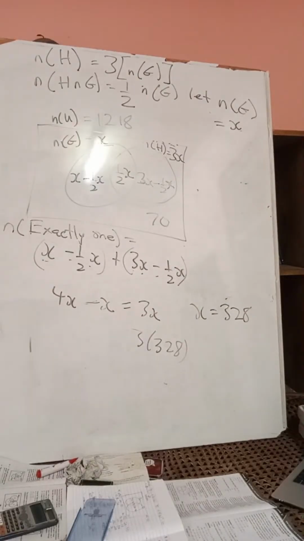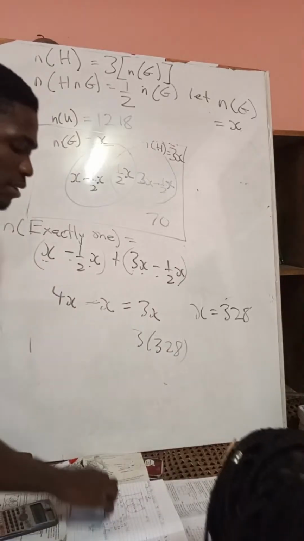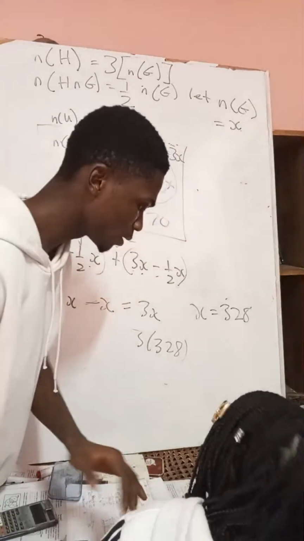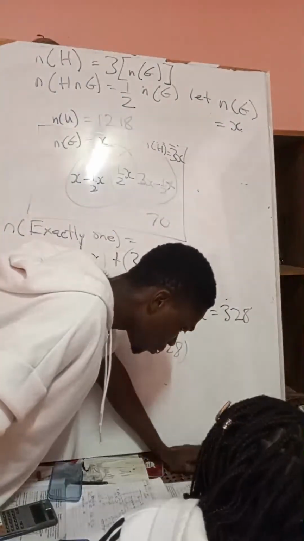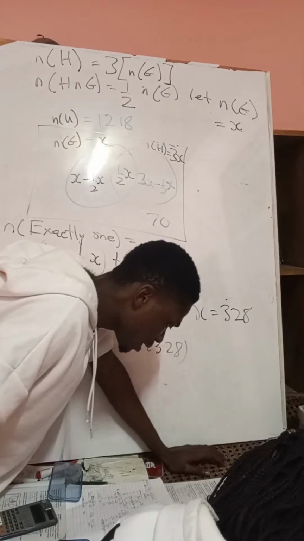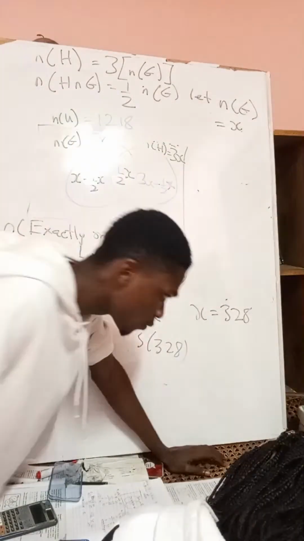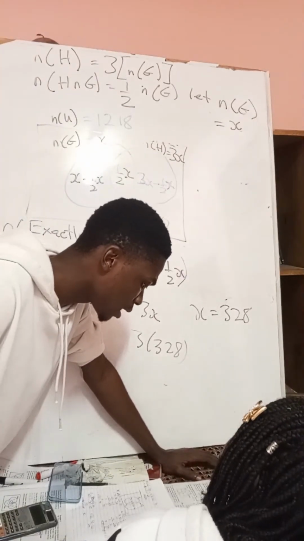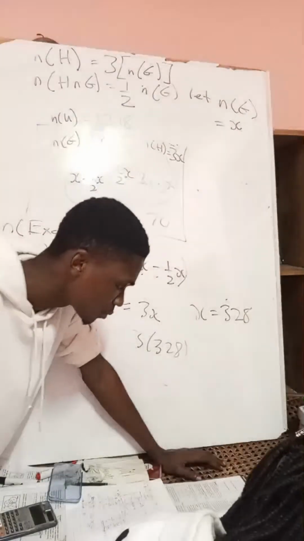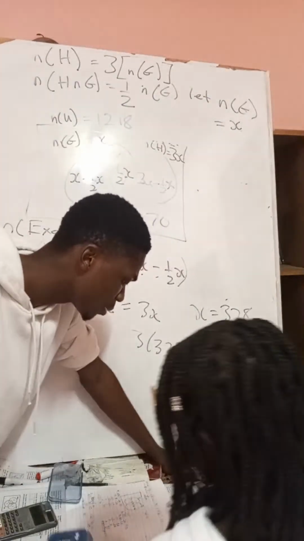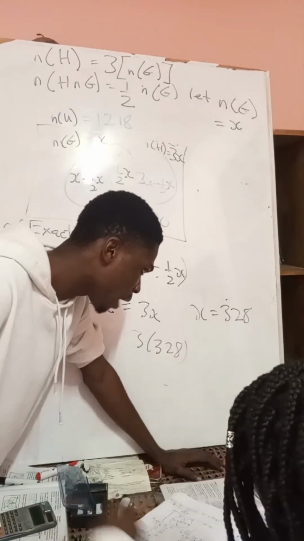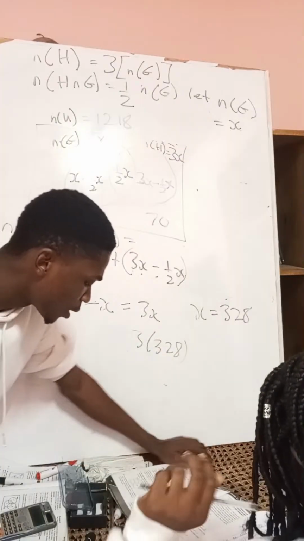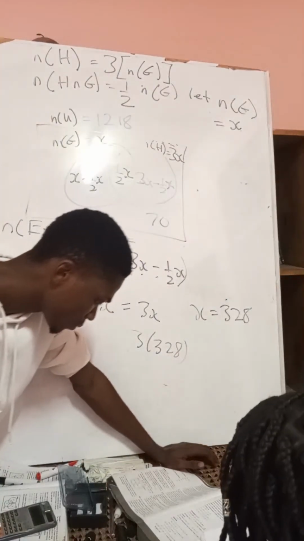Let's move on to the next question. Time is going. Please try this question and give me the answer. Number 8: out of a total number of 90 pupils in a football academy. Please write the question down and start working.